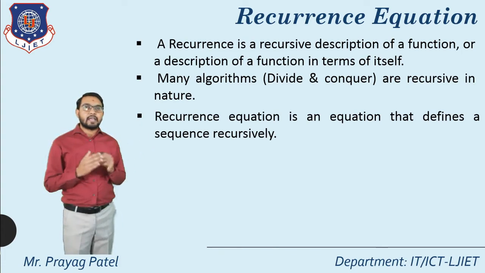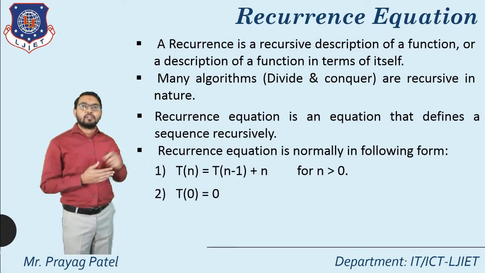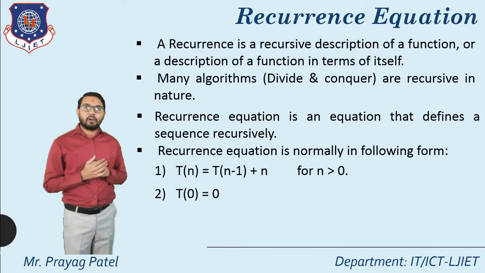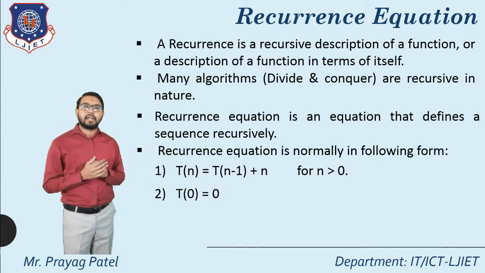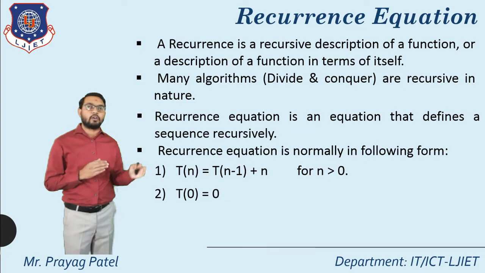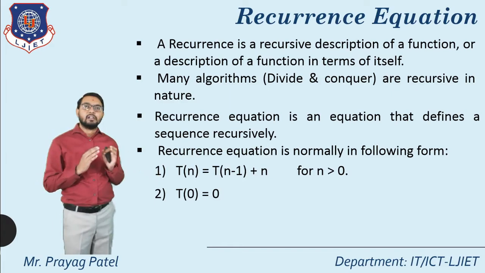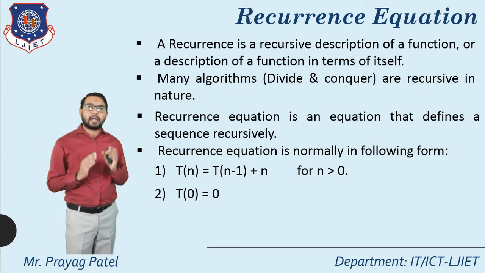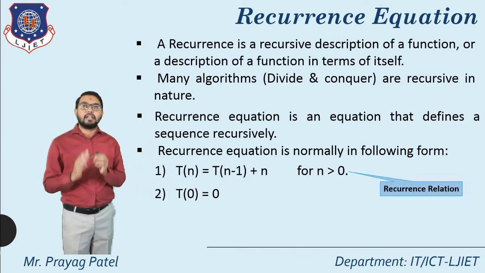A recurrence equation is an equation that defines a sequence recursively. So here consider one example of a recurrence equation. A recurrence equation is normally in the following form. Here consider two steps. Step number 1 is T(n) = T(n-1) + 1 + n, for the condition n greater than 0. This step is considered the recurrence relation.